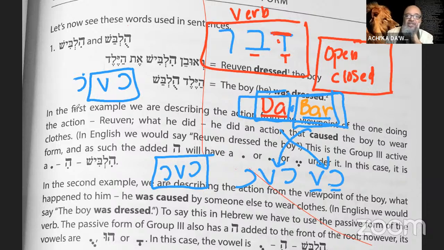So your emphasis should be on that which is closed and not open. I don't say da-bar, I say da-bar with the emphasis on bar. The closed one is where you put the emphasis. That's where your accent goes. There are other rules that go along with that too, but that's the simple explanation.